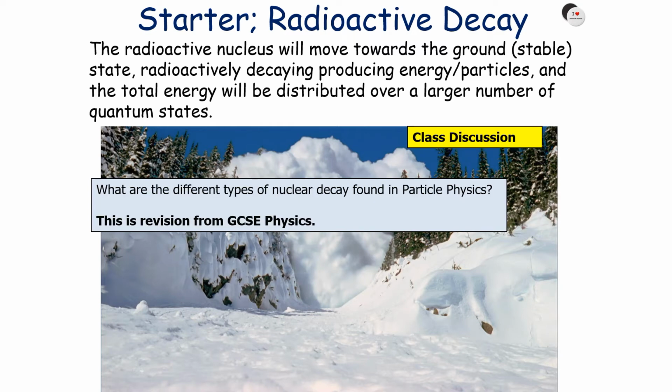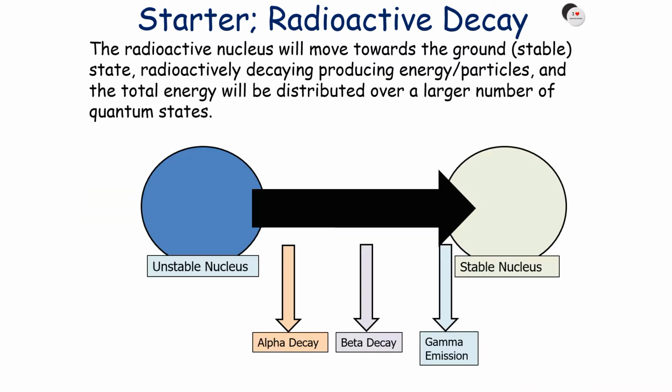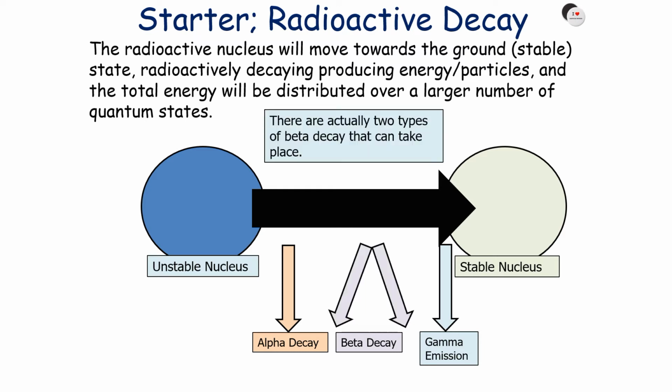But what are the different types of decay found in particle physics? Well, this idea is revision from GCSE physics. There are three major types of radioactive decay which occur in an unstable nucleus: alpha decay, beta decay and gamma emission. So you've got three possible pathways in which an unstable nucleus can decay, but in actuality there are two types of beta decay which can take place, and there's a fourth decay process which can also occur, called internal conversion.